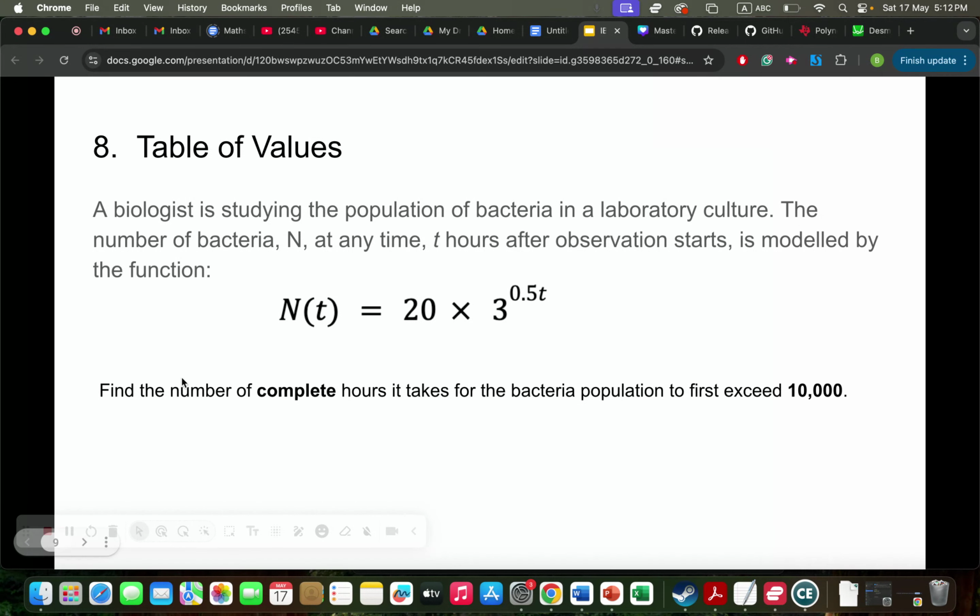The question is asking: find the number of complete hours it takes for the bacterial population to first exceed 10,000. Technically, what this question is asking is, can you find t when this is bigger than 10,000? Can you find the value of t so that when you put it into this equation, it will exceed 10,000? The question says find the number of complete hours, which means we are expecting the answer to be in whole numbers. I will show you that this can be done within about a minute.